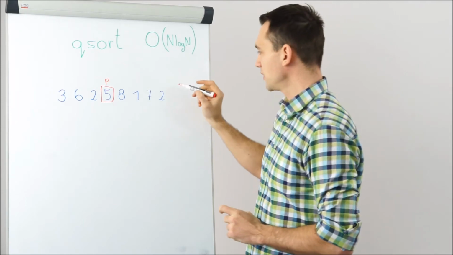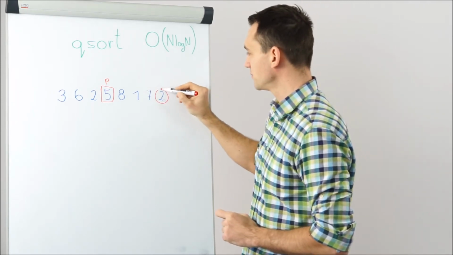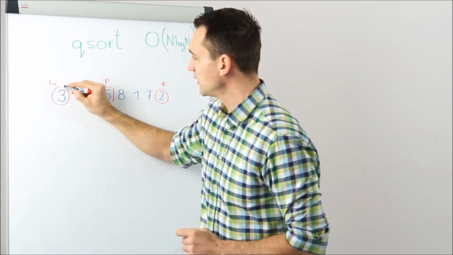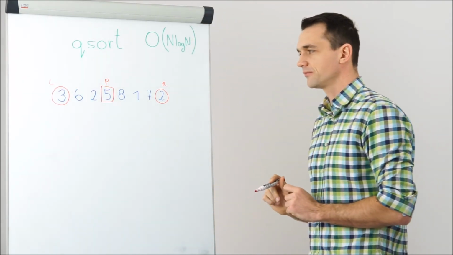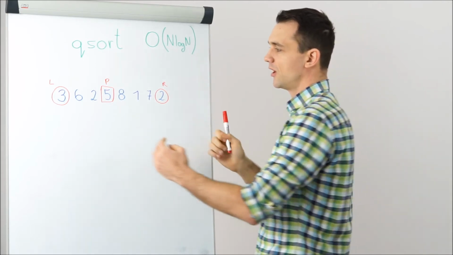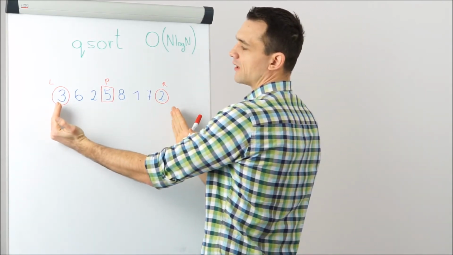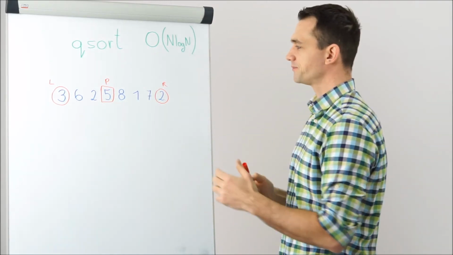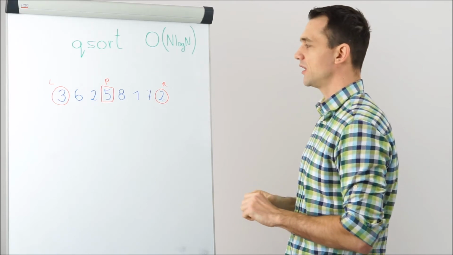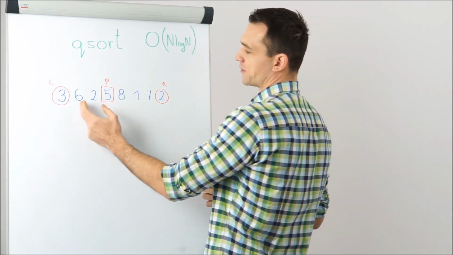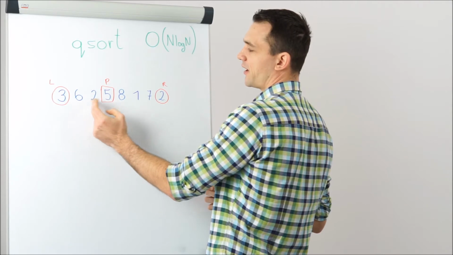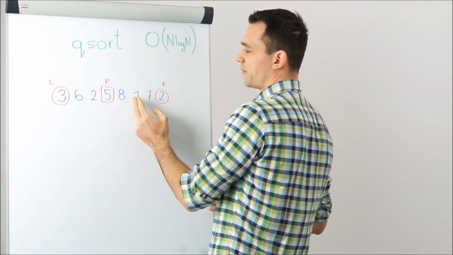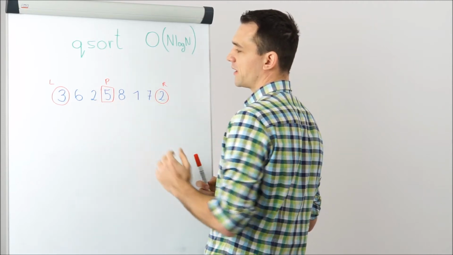So for that purpose, we will create two pointers, right side pointer and left side pointer. And the strategy will be as follows. We will be moving the left pointer and right pointer and apply swapping if we come across elements on the left side which are higher than 5, and on the right side if we come across elements which are lower than 5.